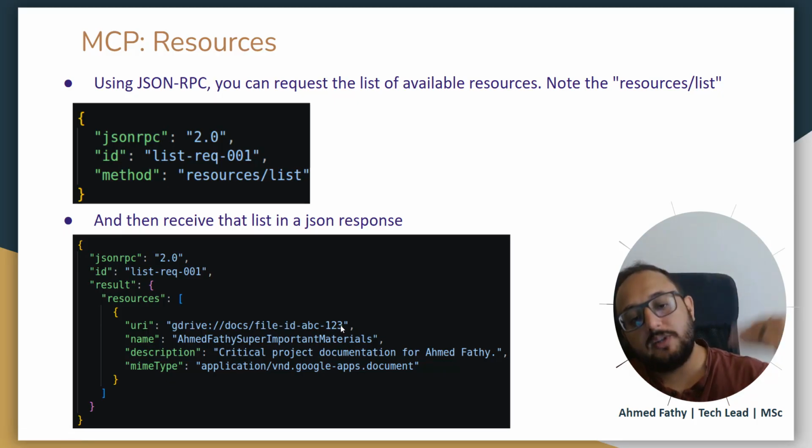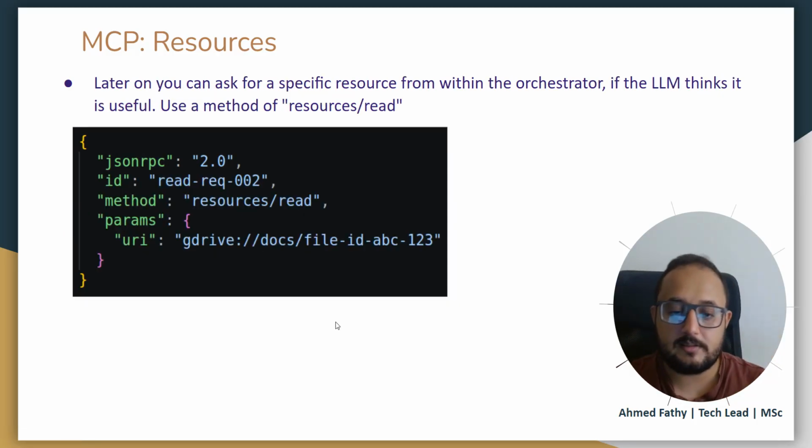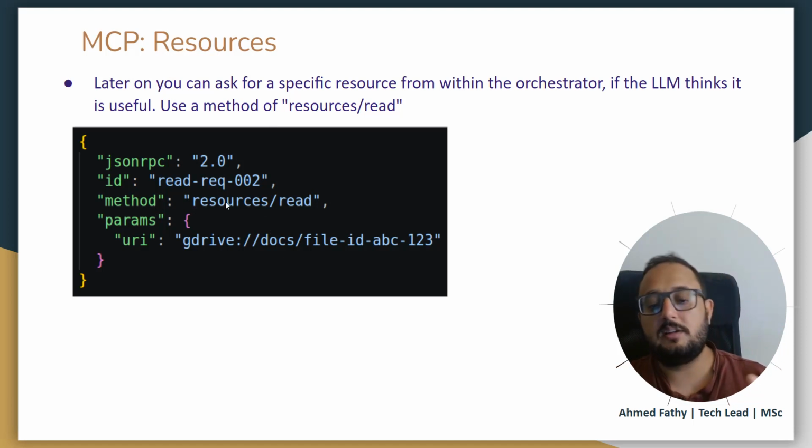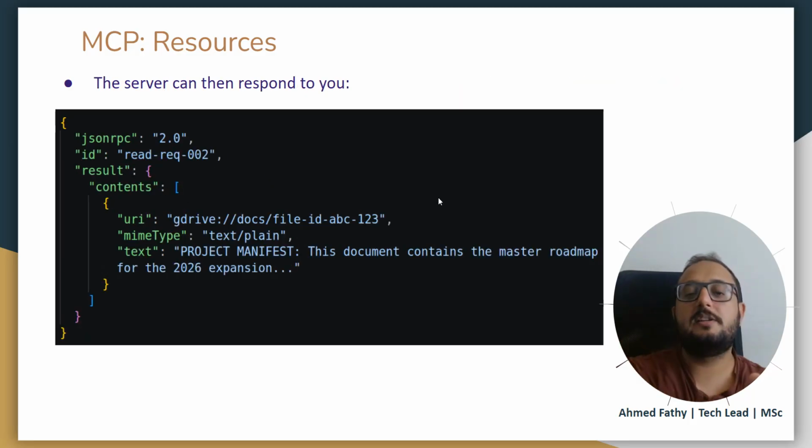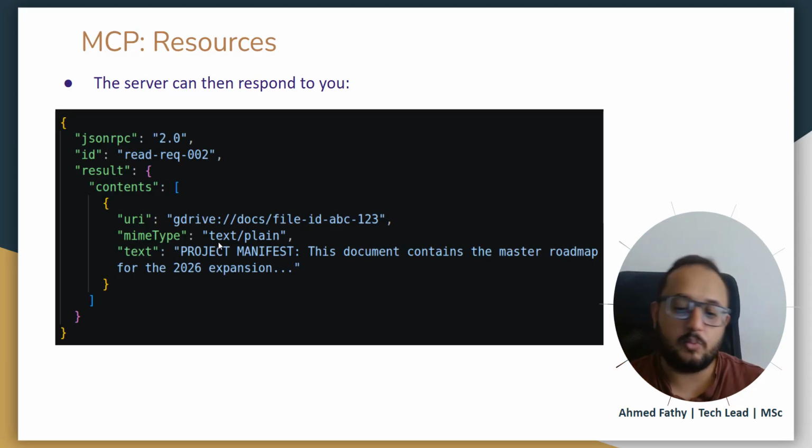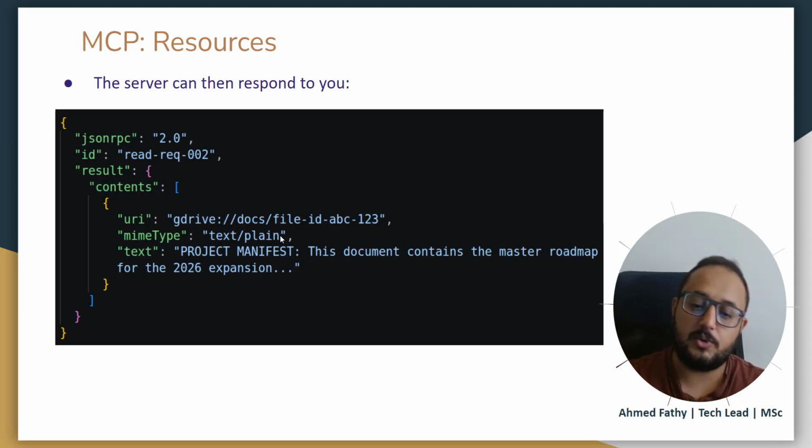If you would like to read that resource, you need another RPC request with a method that is resources/read, and you give it the exact URI as a parameter, and then it can respond to you with the contents of that resource. For example, this was a text resource, so it responds to you with some text.